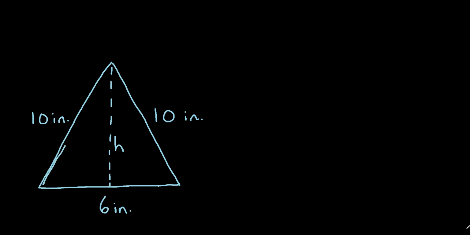So we can see that in this triangle, we're told this side length is 10 inches and this side length is 10 inches. So this is an isosceles triangle and we're told that this other side is 6 inches. So to find the area, we can use this formula. The area is equal to 1/2 times the base times the height. Now the base we're told is 6 inches, but we don't know what the height is. So we first need to find the height before we can find the area.